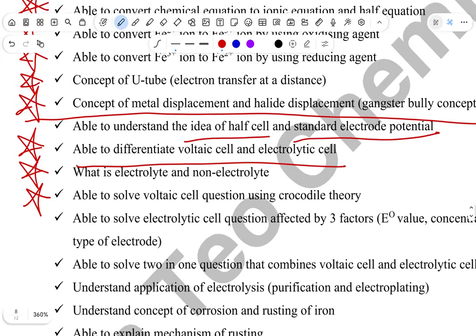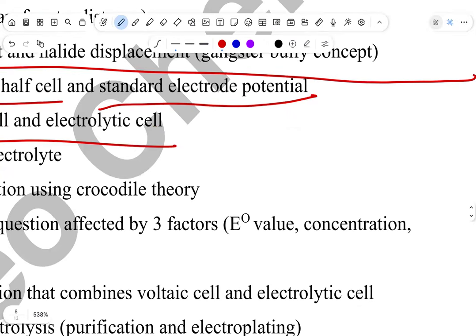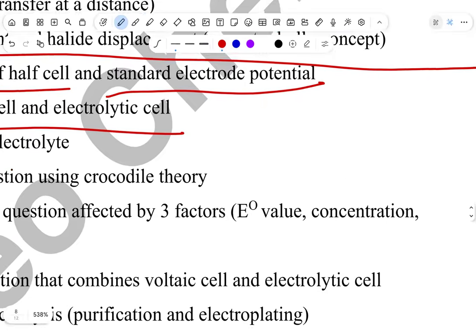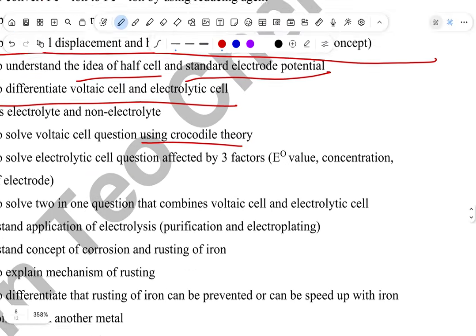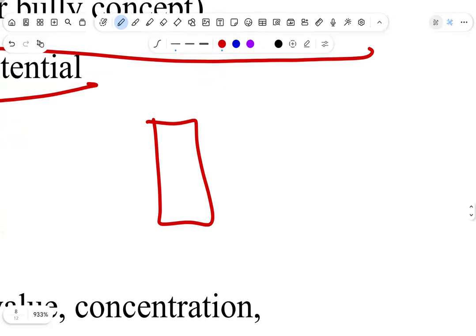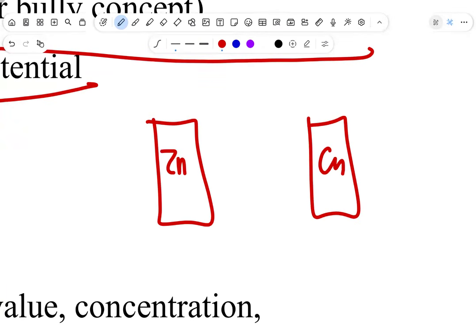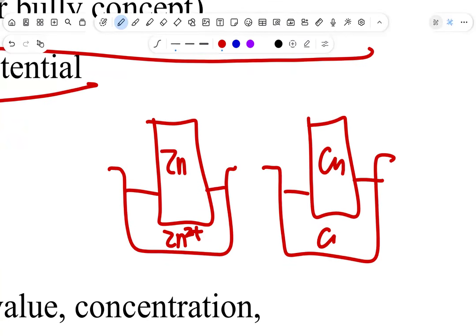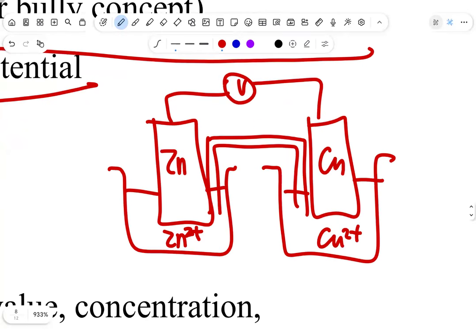And how to solve voltaic cell questions by using crocodile theory. I hope everyone still remembers what is crocodile theory. Okay, a quick 3 minutes revision here. If you forget, revise back lah. Crocodile theory looks like this. Let's say I got a zinc, I got a copper, so I got zinc 2 plus and copper 2 plus. This is a voltmeter and this is a salt bridge.